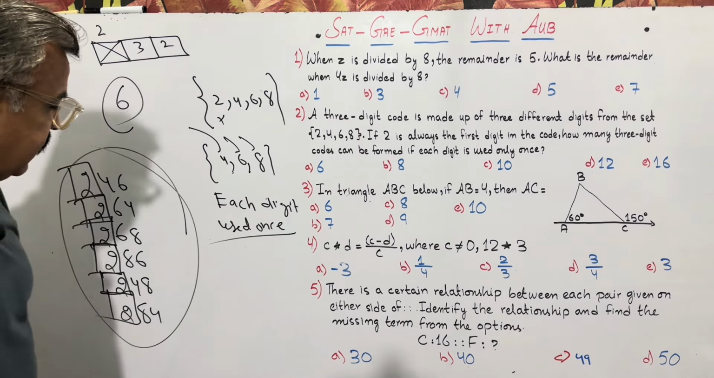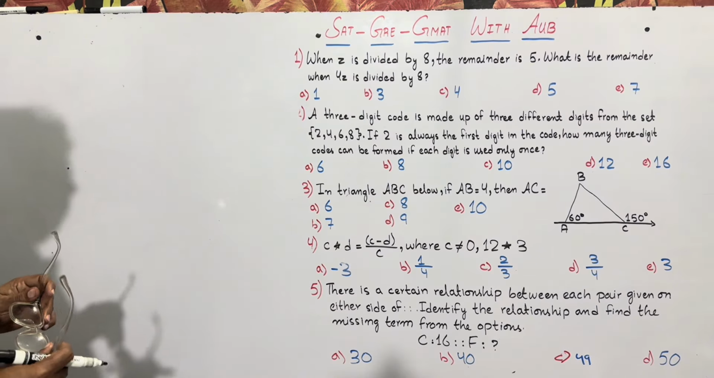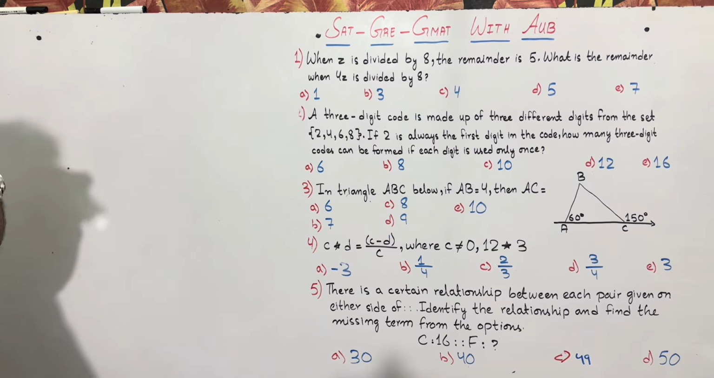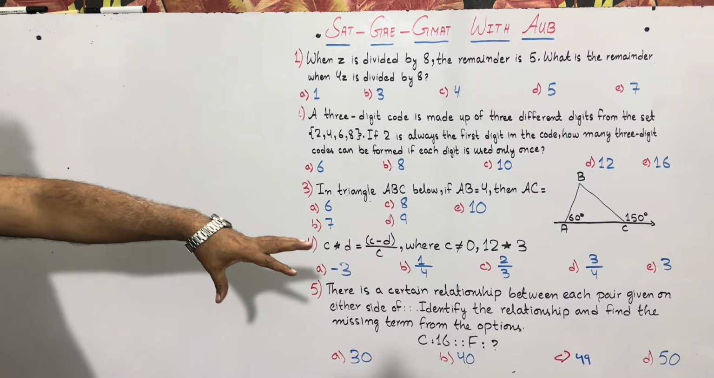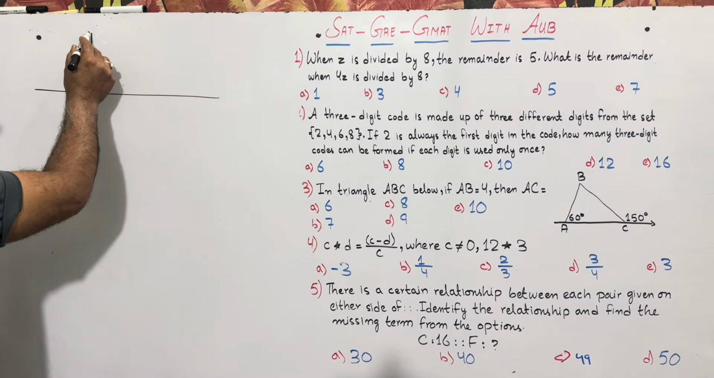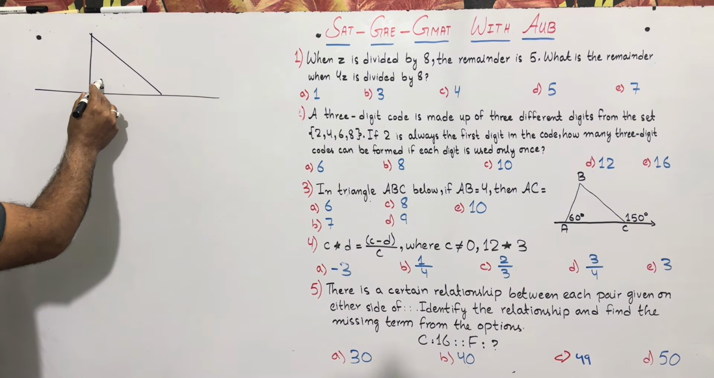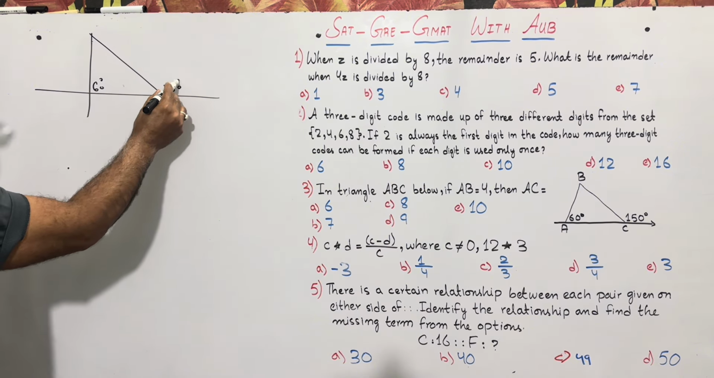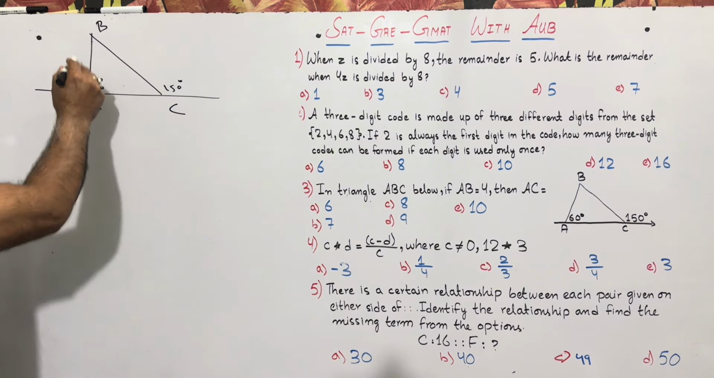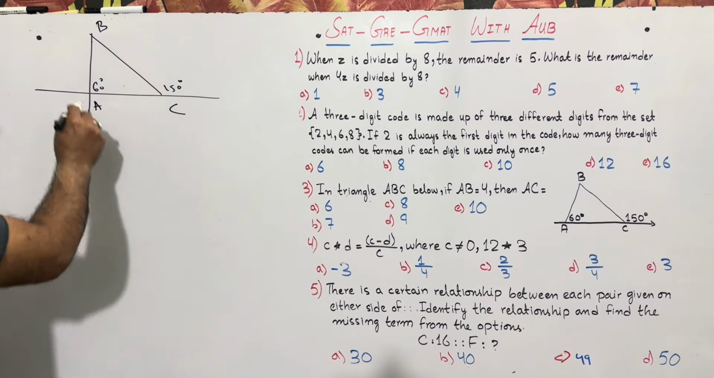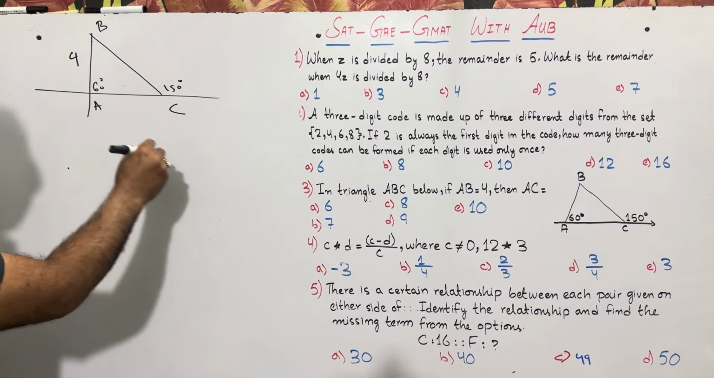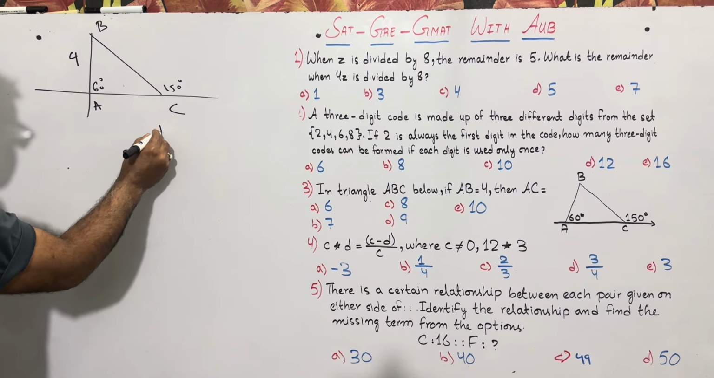Moving towards the next question, we have question number 3. In triangle ABC below, if AB is equal to 4, then we are asked to find AC, and we are given an exterior angle and one interior angle. Let me draw this sketch again. The figure is not drawn to scale: that is 60 degrees, and this is 150 degrees. Name them A, C and B. Furthermore, AB is equal to 4. This side is of 4. We are asked to find AC.